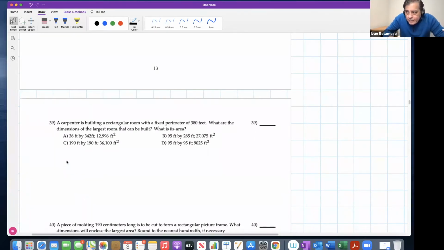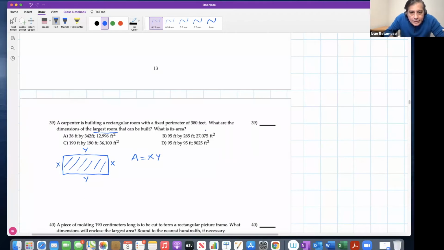Okay, so let's start by drawing a diagram that can help us to understand what we are supposed to do. There's a rectangular room that needs to be built. Let's call this width x. Let's call this length y. And we are supposed to maximize area. How do you know that, Professor? Well, because they talk about getting the largest room. So maximize the area. But the area is equal to just x times y. That's the area that we need to maximize.